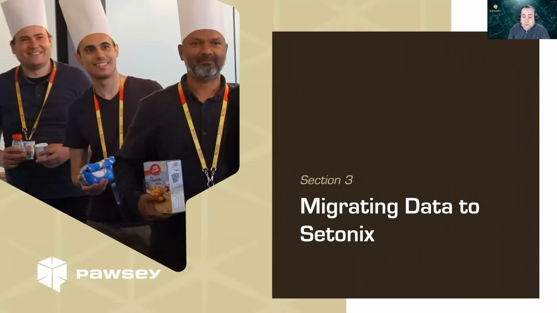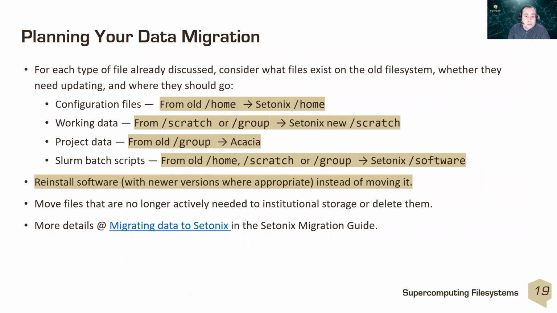So that brings us to migrating data to Setonix. As we've discussed, we have those different use cases that are migrating from the old file systems to the new file systems. And so it's important to go through and look at the files that are there and consider whether they need to be moved across, whether they should instead be moved off of the Pawsey infrastructure into institutional storage, or if they're no longer needed at all, whether they should simply be deleted.